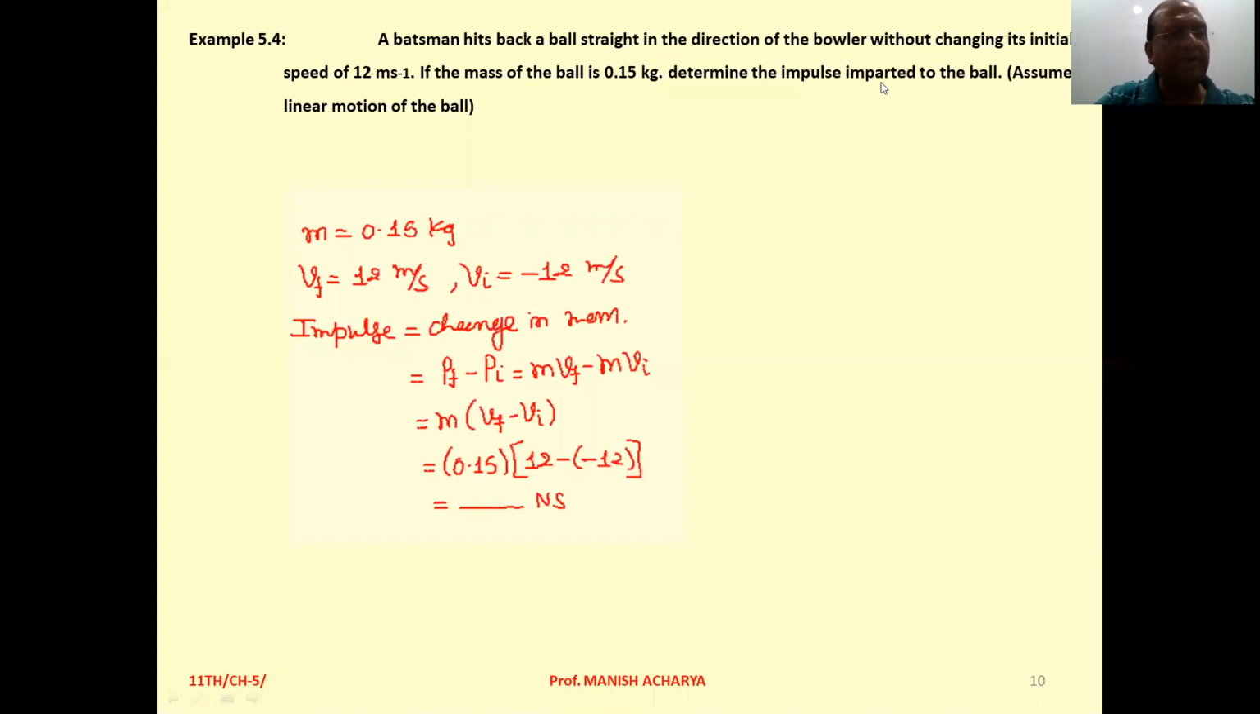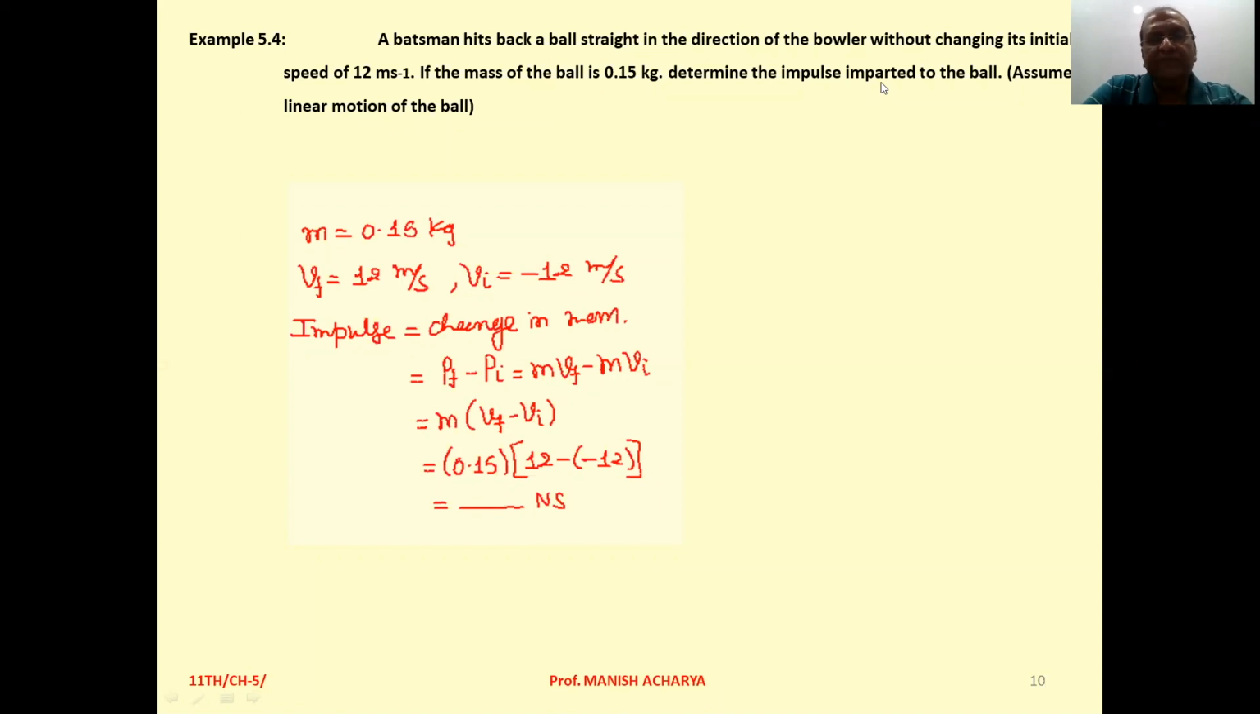Now, example 5.4. A batsman hits back a ball straight in the direction of the bowler without changing its initial speed of 12 meter per second. If the mass of the ball is 0.15 kilogram, determine the impulse imparted to the ball. Assume linear motion of the ball.